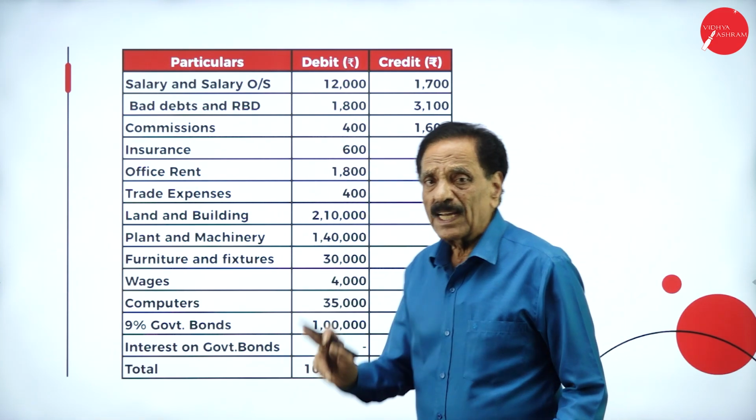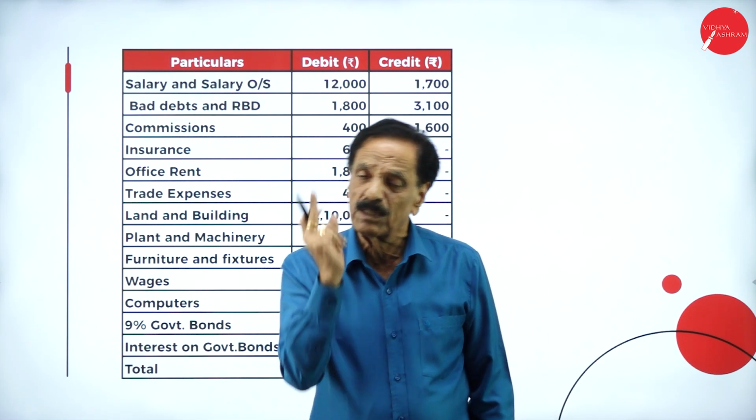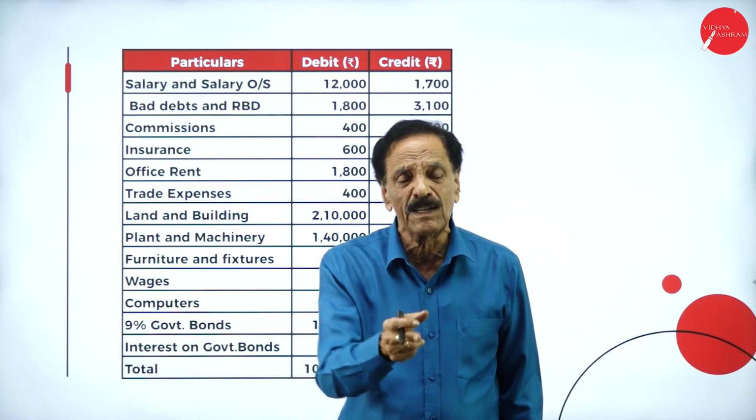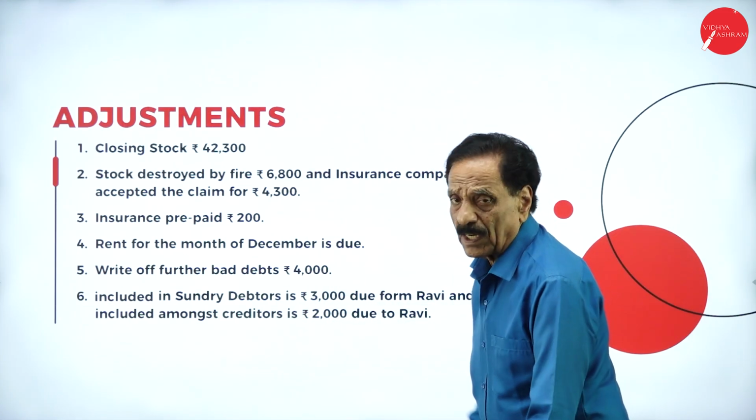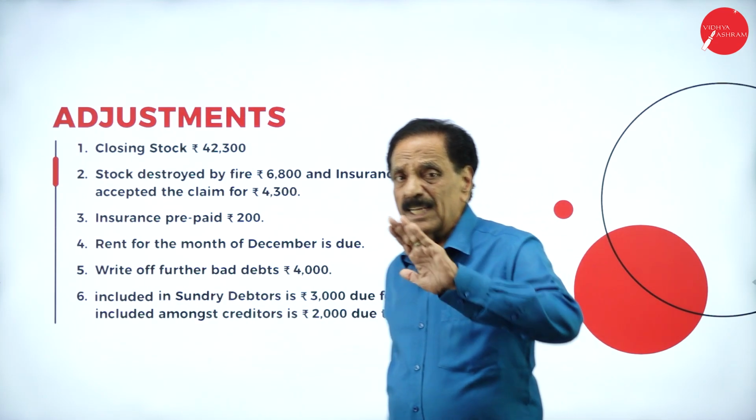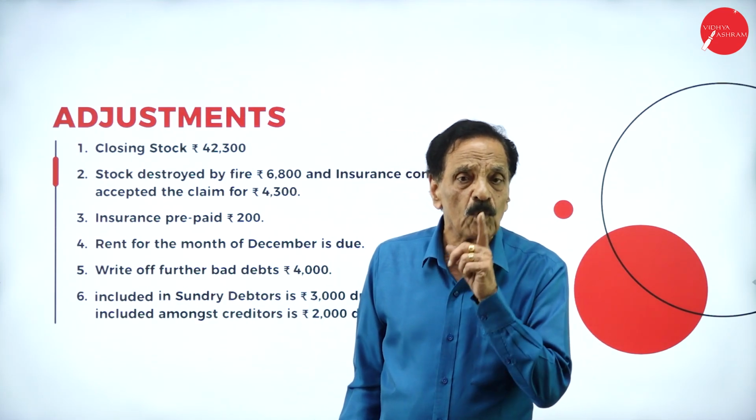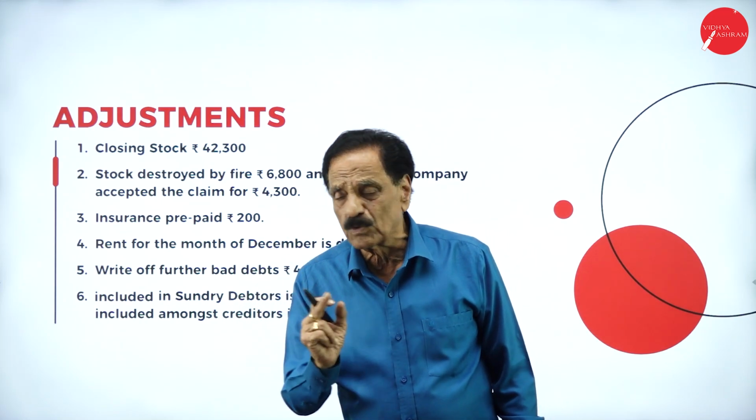Whatever item comes in the trial balance should appear only once. The items in the adjustments should appear a minimum of twice. The items in the trial balance should come only once. The items in the adjustments should appear a minimum of two times.